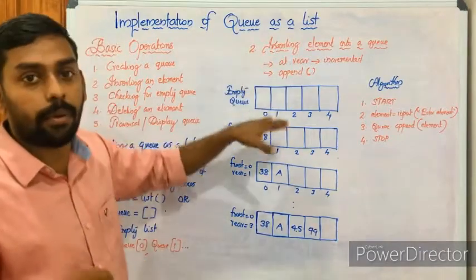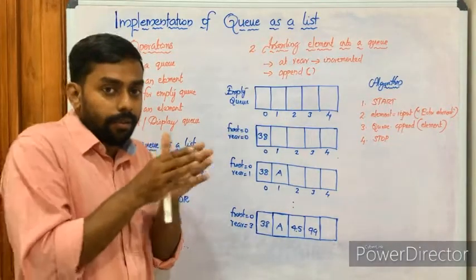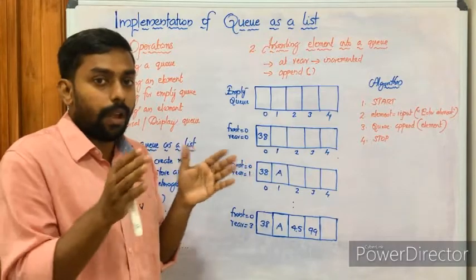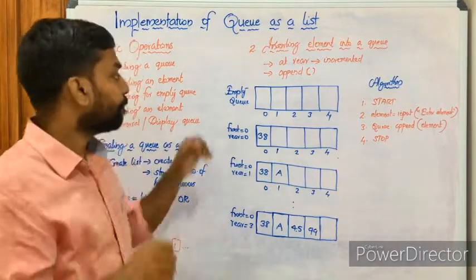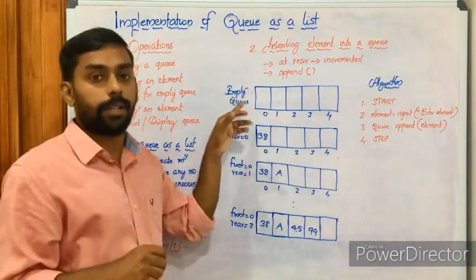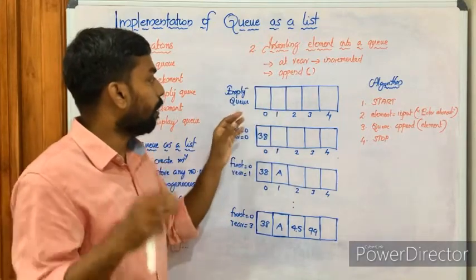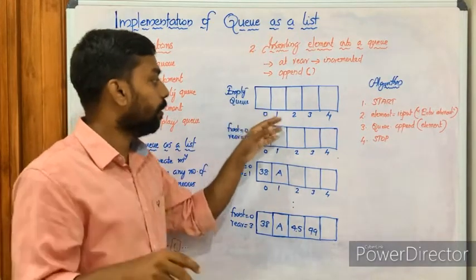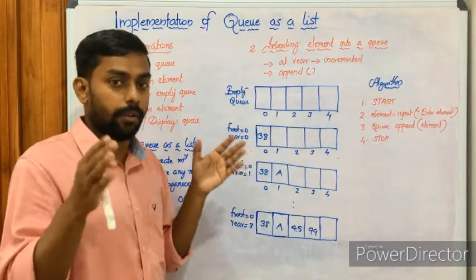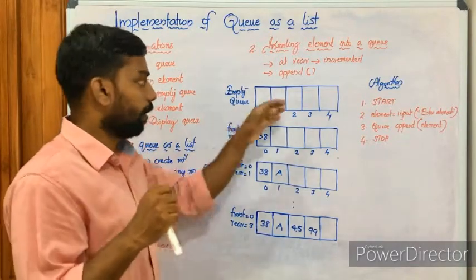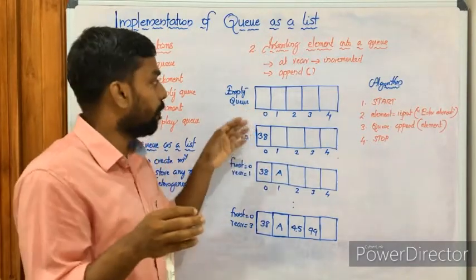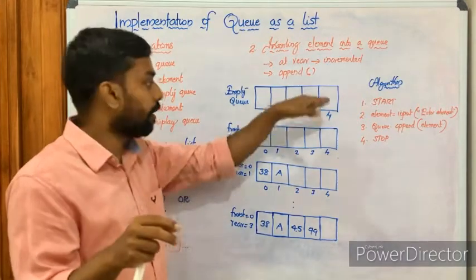With the help of an example, we can see the status of the queue after inserting items. First we have an empty queue. This is the status of the queue at present. Suppose we have 5 locations. We know there is no fixed size, but for practicality we are taking only 5.